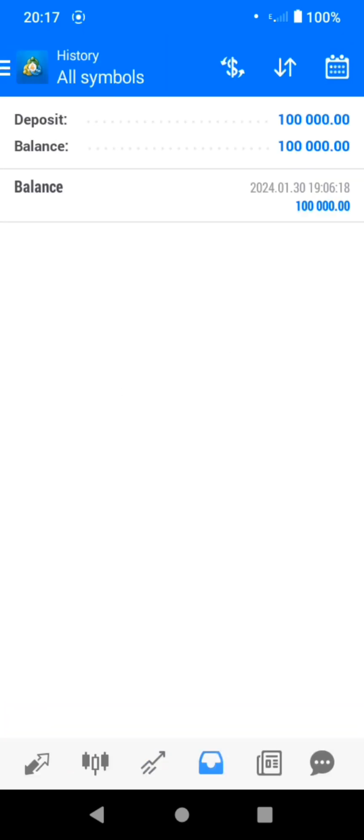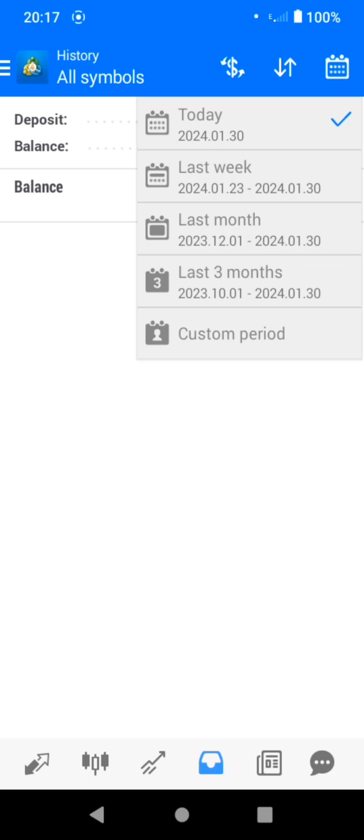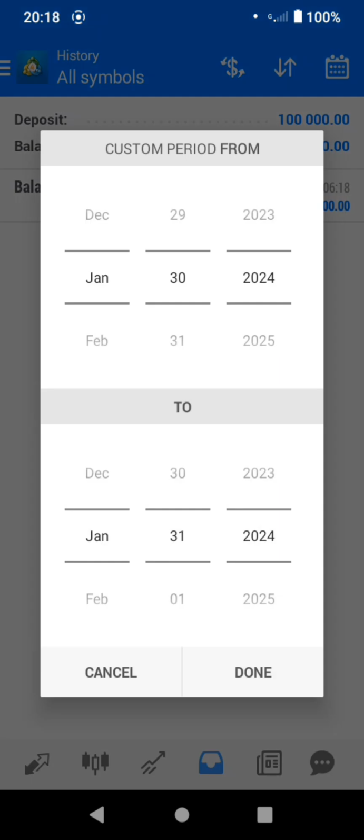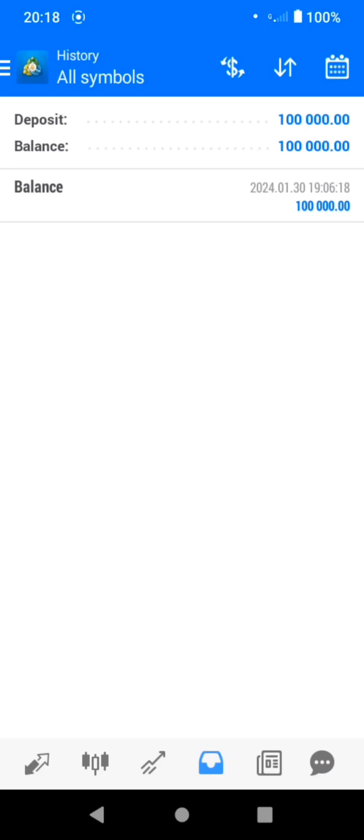Then you come here, this is where you see your history of trades. You tab in here to see all the trades that you took today, the deposits, losses, the profit, last week, last month, or customized. Let's say you want to check 4 years ago, you can just enter the date and it's going to be available here for you.